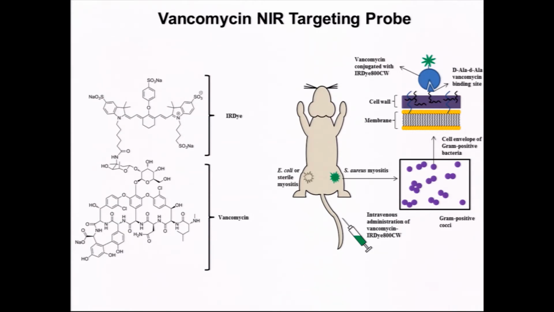And by labeling it with a near-infrared dye, it allows us then to act as a theragnostic. So it's normally a micro-dosing level, so it doesn't really affect the bacteria, but it binds very strongly to the gram-positive cell wall and allows us to label the bacteria.